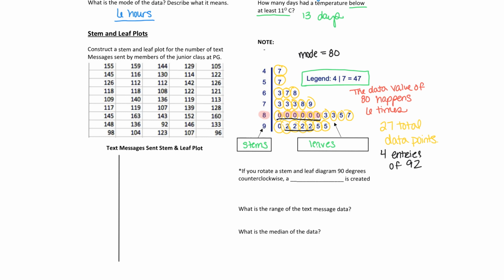The range, I could also calculate the range. My maximum is 95. I'm getting that right here. And my minimum is 47. So if I subtract these two numbers, 95 minus 47, I'll get my range. And so I'm going to pull an 8. So I get 48 is my range.